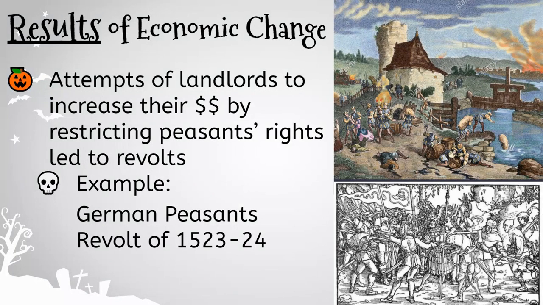Well, this is a really important result that College Board likes to know. So there are attempts of the landowners to increase how much money they're making by restricting or abolishing peasant rights. And remember, we talked about how a lot of landowners' income was fixed. So they're trying to find ways to save more money. And so when they're abolishing these peasant rights, there's going to be revolts. And there's a very famous example called the German Peasants' Revolt of 1523 to 1524. So what happens in this?